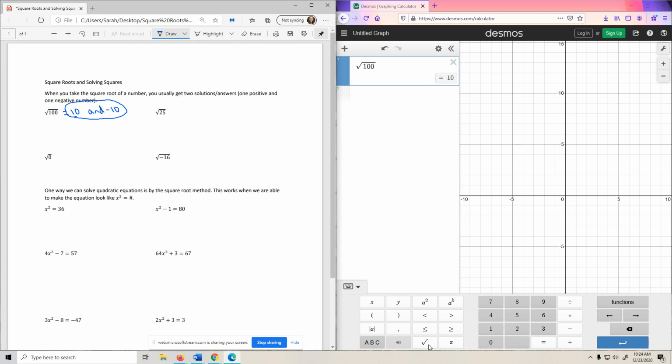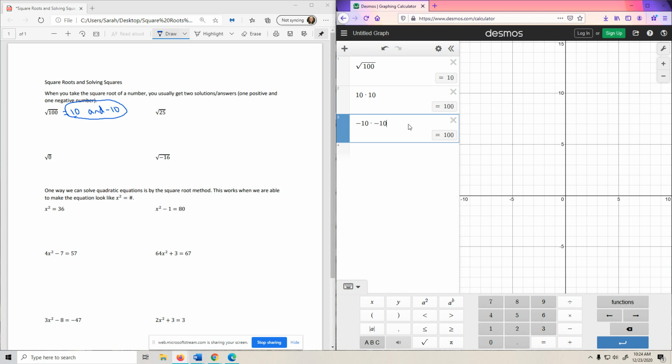Whatever positive number, which if you'd like to use a calculator, Desmos will be able to do that for you, and then the negative version of that number as well. Just to illustrate why both work: 10 times itself, so 10 times 10 is 100. Also negative 10 times itself, negative 10 times negative 10, is also 100. A way of kind of working backwards.